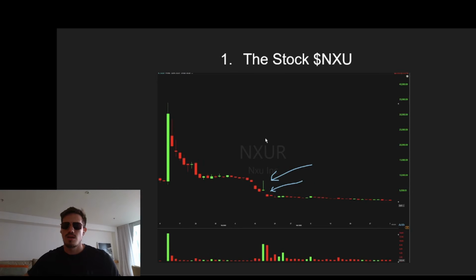First of all, this is going to be the main stock we're going to talk about. I'm going to use this as the example. So NXU, we're not looking at this big green candle. We're going to look at the small one, the little spike, and the next day the gap down. This was back in early 2030, like I guess a while ago.